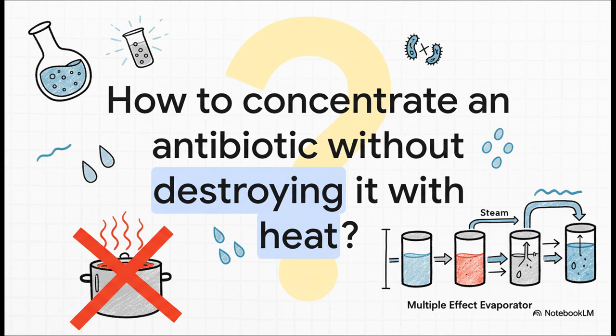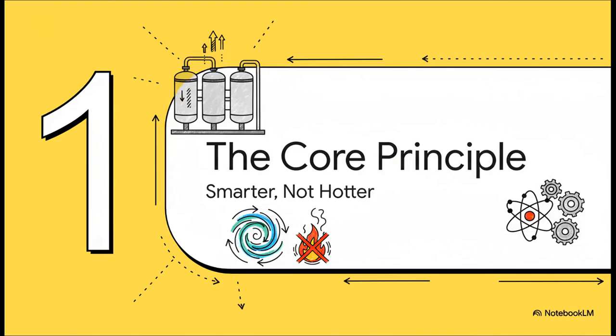Well, this is the exact problem the multiple effect evaporator was born to solve. The absolute genius of the MEE comes down to two main principles that let it work smarter, not hotter. It's all about being incredibly efficient and super gentle at the exact same time. It does this with a brilliant mix of basic physics and a little bit of clever recycling. Let's break down exactly how.